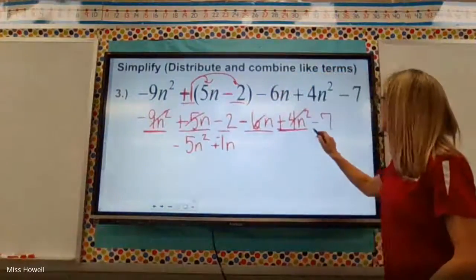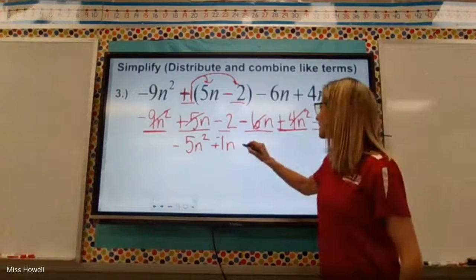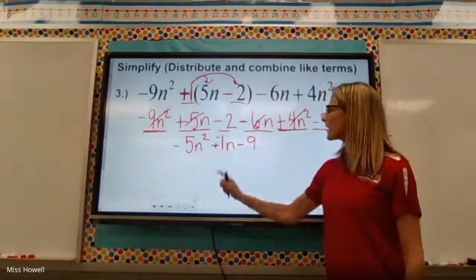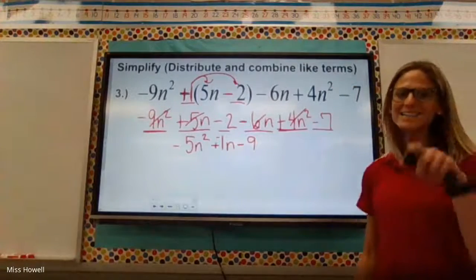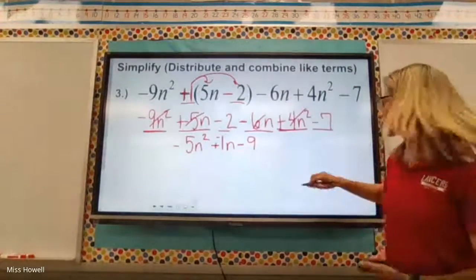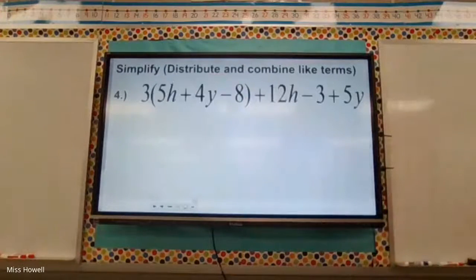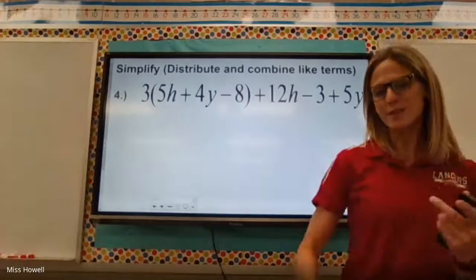Our minus 2, minus 7. So negative 2 minus 7 will give us a minus 9. All right, negative 5n squared minus n, and then minus 9 would be our most basic, simplified, reduced version of our problem. All right, last two. We want to write our problem 3 times the quantity 5h plus 4y minus 8, plus 12h minus 3 plus 5y, in its most basic, simplified, reduced version.